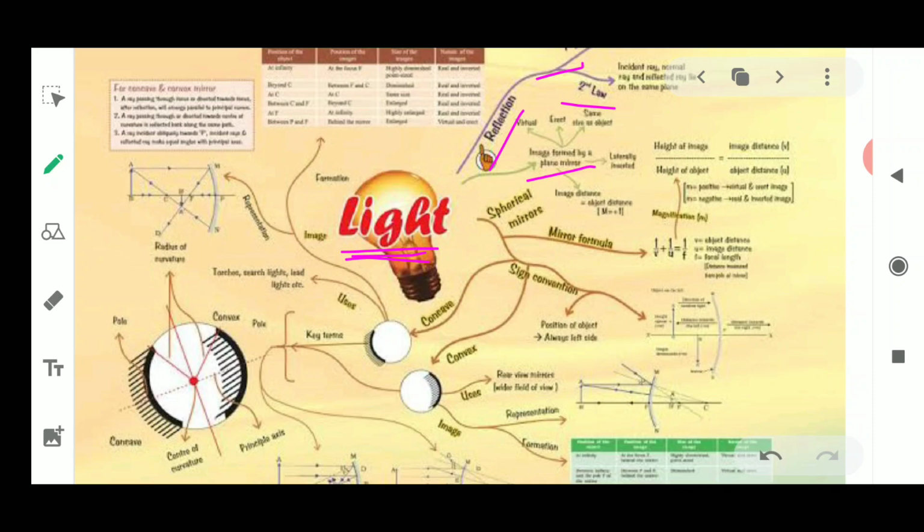The images could be virtual, erect, or real images. So there could be different types of images formed because of the different types of mirrors. Fine. Next we'll go on to the spherical mirrors, where we will see the concave mirror, the convex mirror, and their uses. And then after the uses of the concave and convex mirror, we will see how these images are formed. So image formation, the ray diagram, and the sign conventions are also there.